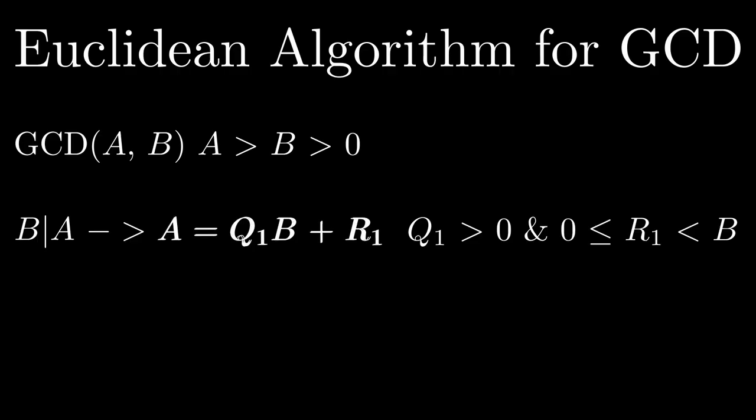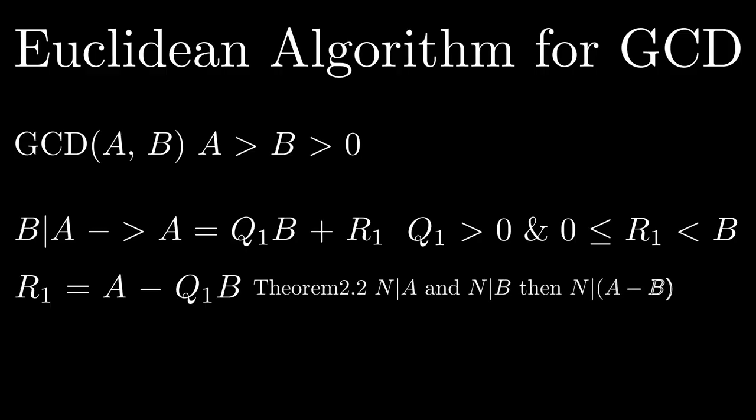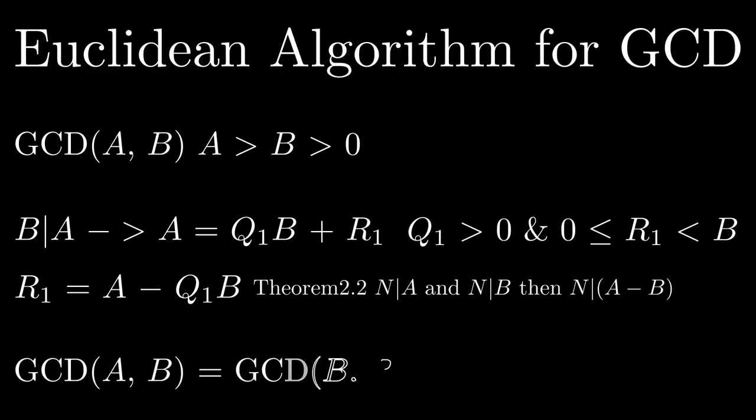Two things to note here. First, we can rewrite our equation to be r1 equals a minus q1 times b. Secondly, by using our Theorem 2 subtraction rule, we know that a divisor of a and a divisor of b must divide an integer equal to a minus b, which r1 is in this case. So we can now write the GCD of a and b is equal to the GCD of b and r1.